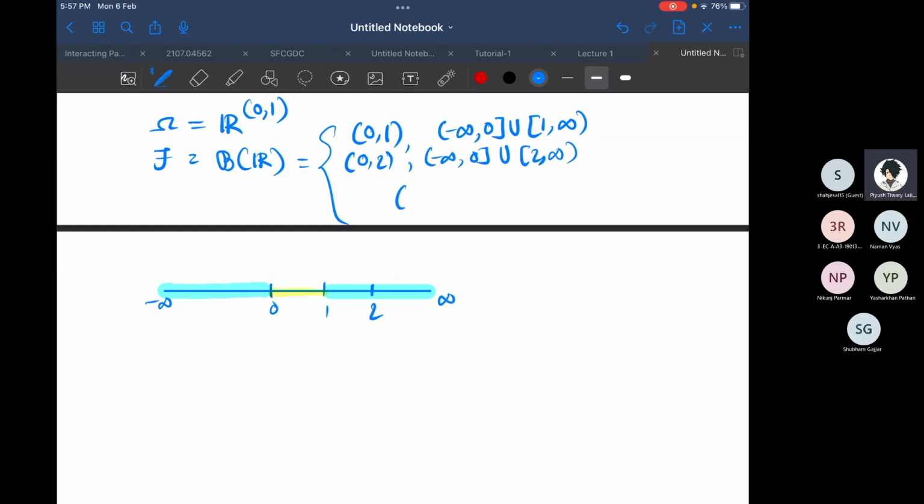It will be what? Minus infinity to 0. We know it is there. Okay, so let me write it. Minus infinity to 0, union 0 to 1, union 2 to infinity. So I hope you will agree that it will be minus infinity to... this closed 0 and this 0 will merge, because this will continue. This will merge and this will be basically minus infinity to 1, union 2 to infinity. So this is also there in the Borel sigma algebra.